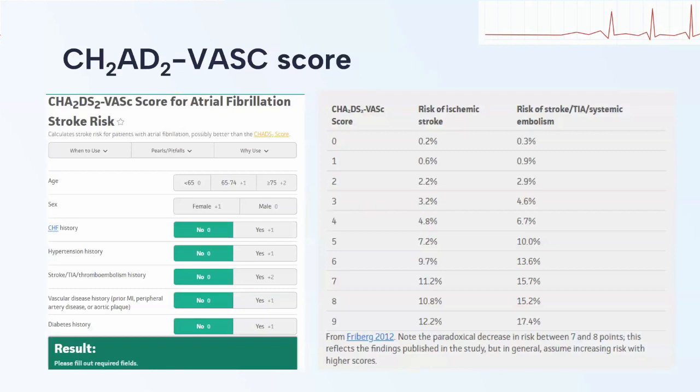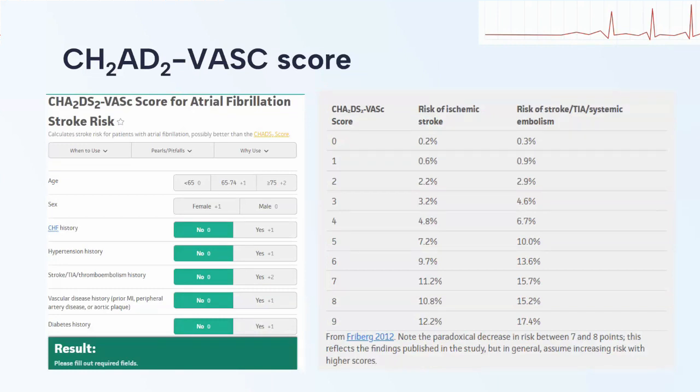So this is from MDCalc. It's just to show you the CHA2DS2-VASc score. You plug in these details that you can find on history, and it would give you a score. The reason why you want to calculate this is so that you don't cause any embolic CVAs, TIAs, or strokes in patients that you are cardioverting.